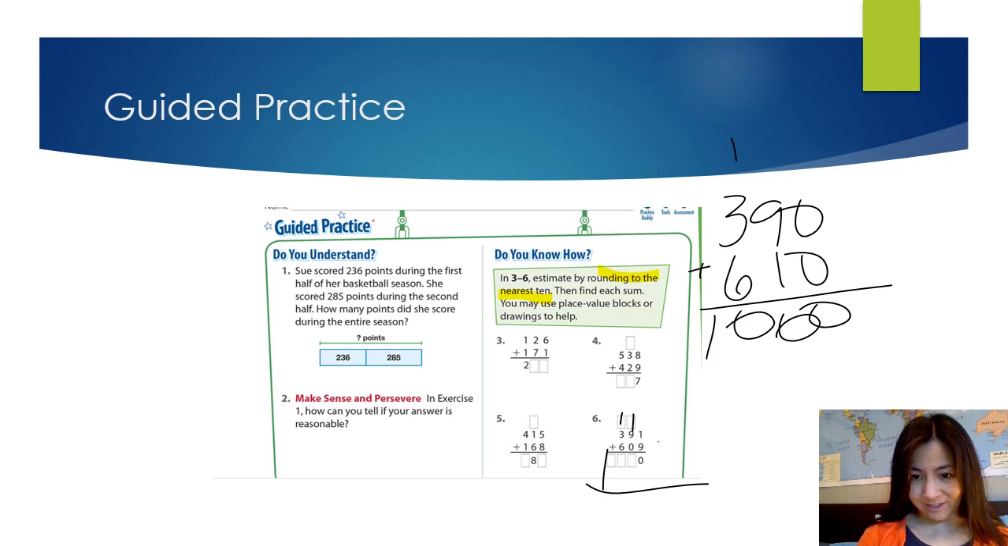Okay, 1,000. You get the idea. 1, 0, 0, and there's already a 0 there. All right, and that's it for guided practice today. Next slide shows what you need to do for independent practice.